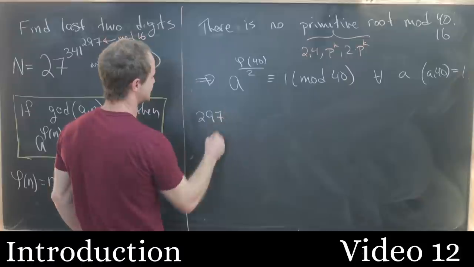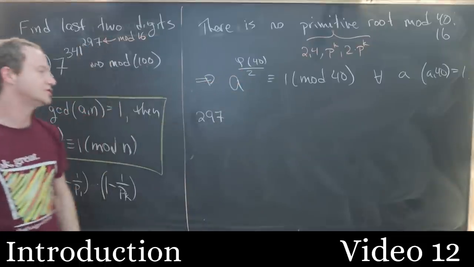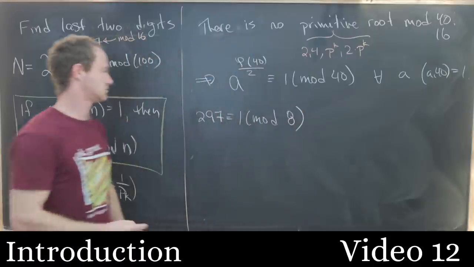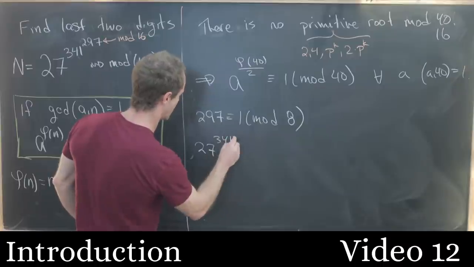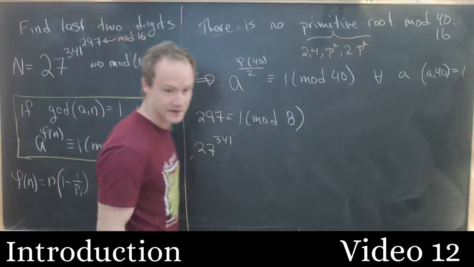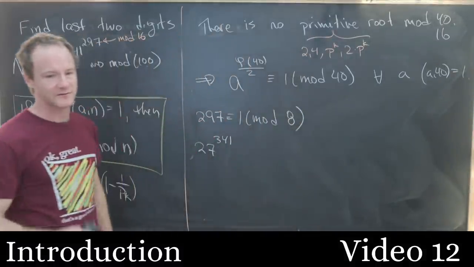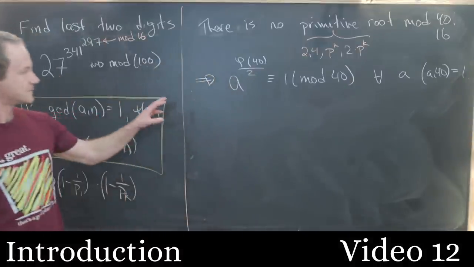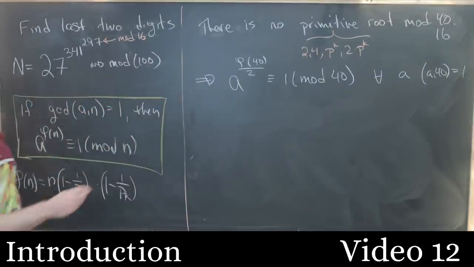This 297 can be reduced mod 8 instead of mod 16 because of this phi of n over 2 thing. But now if you check this, this is 1 mod 8. So that means that this 27 to the 341, oh, I'm fouling this whole thing up. Okay, I'm going to step back for a second. Okay. So now let's step back for a second, and now let's use this fact on our problem.